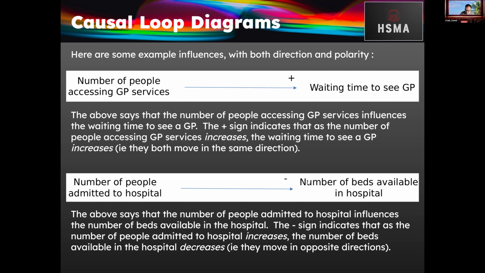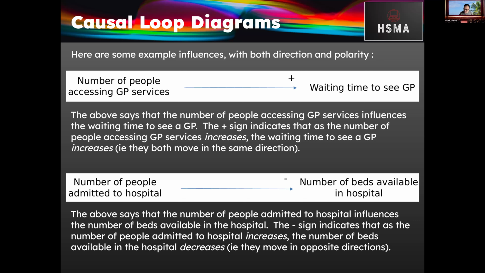And here's an example of one which has a negative polarity. Here the number of people who are admitted to hospital influences the number of beds that are available in the hospital. But here we've got a negative polarity, which means they move in different directions, which makes sense if we think about it. As the number of people admitted to hospital increases, the number of beds available decreases. So they are moving in opposite directions.